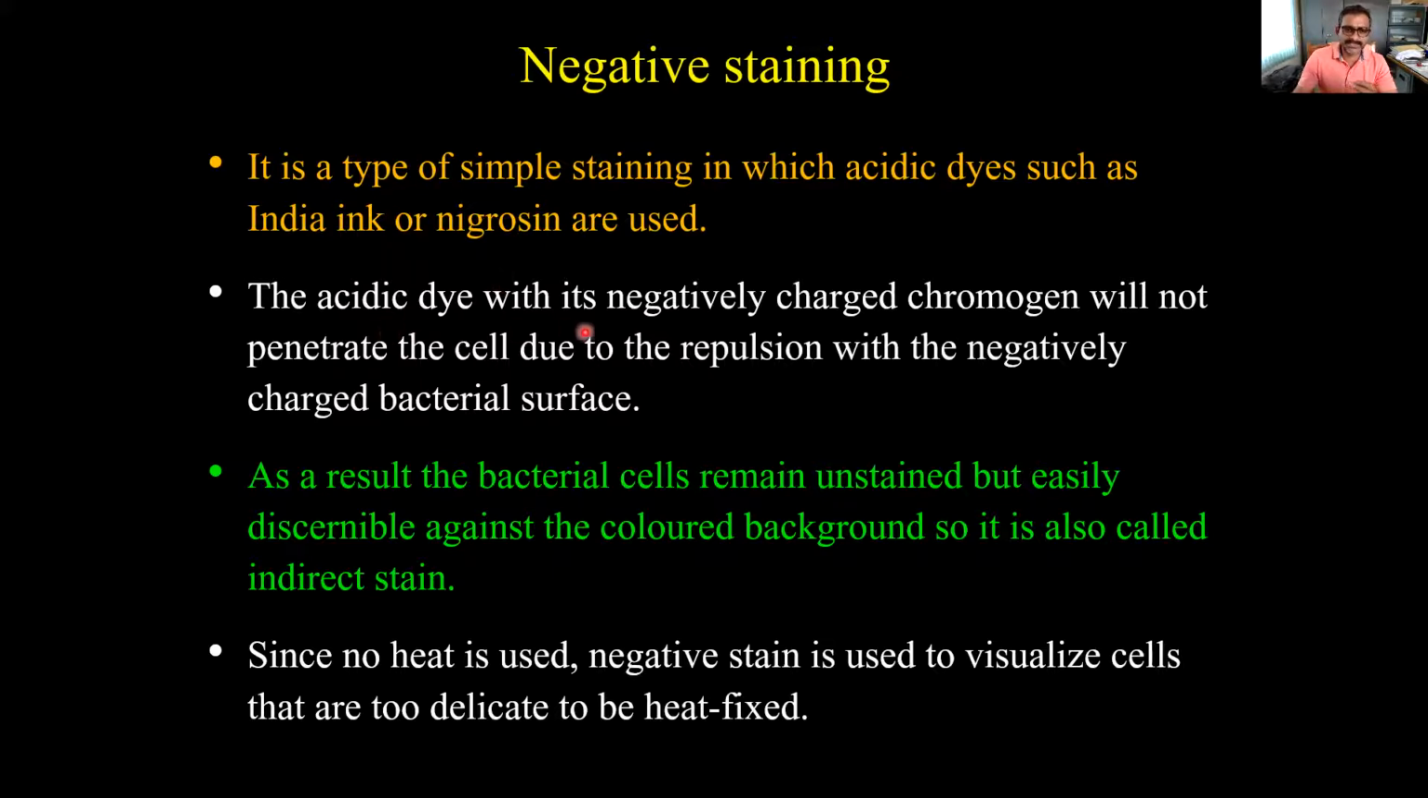Here the acidic dye with a negatively charged chromogen will not penetrate the cell due to the repulsion with the negatively charged bacterial cell surface. As a result, the bacterial cells remain unstained but easily discernible against the colored or dark background. So it is called negative staining or indirect staining. This method is usually employed for bacterial cells which are heat sensitive, which cannot be heat fixed, since no heat is used here.